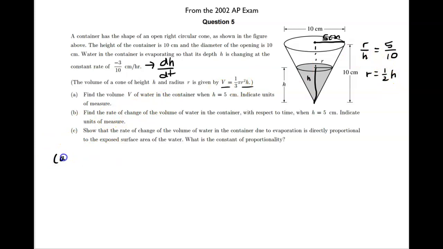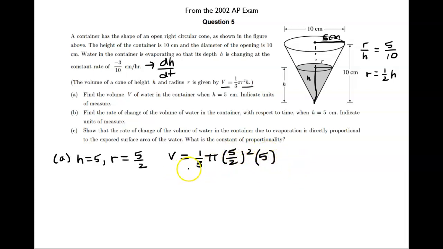So for part A, when I want to find the volume of water when our height is 5 centimeters, when h is 5, that means the r is 5/2. So my volume is going to be 1/3 pi times 5/2 squared times my height, 5. I can leave my answer right there as long as I put my units on it. And so for volume, and these were measured in centimeters, volume is units cubed, so I'd have centimeters cubed.